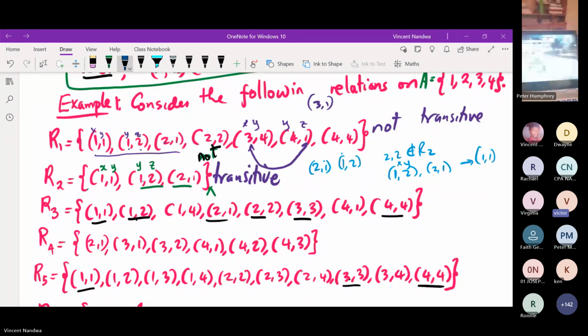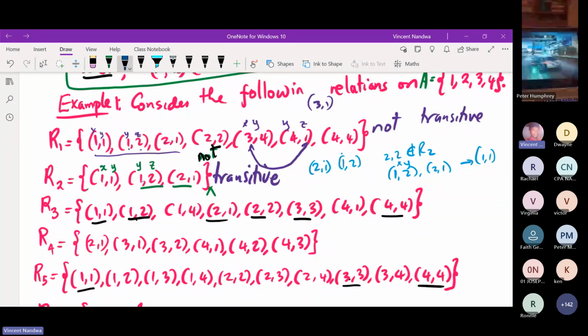2, 3 and 3, 3. That's the easiest way to say it. 2, 1 and 3, 3 cannot be related.